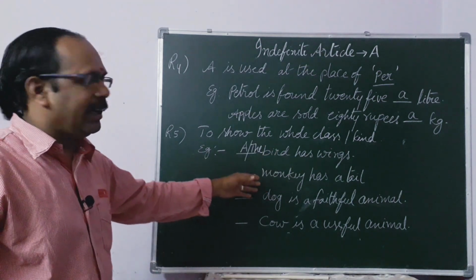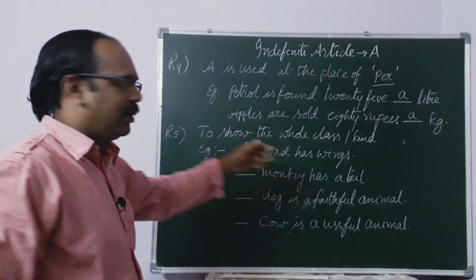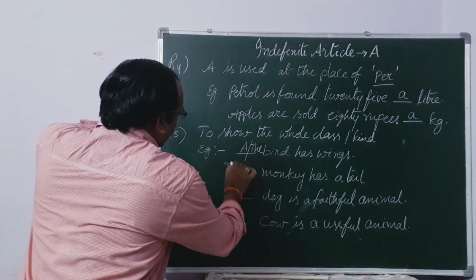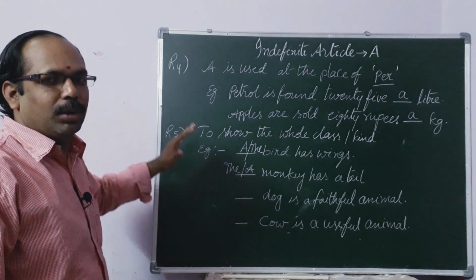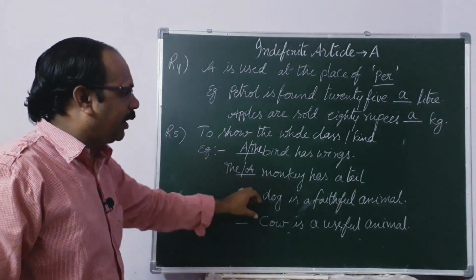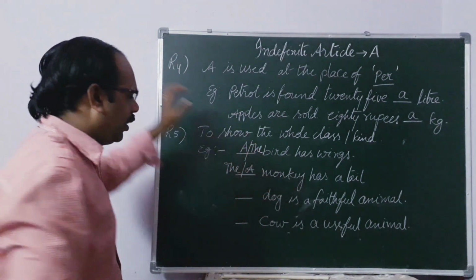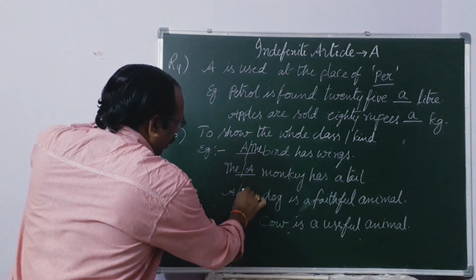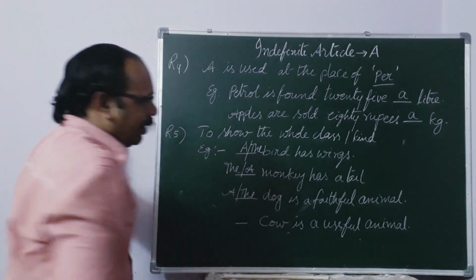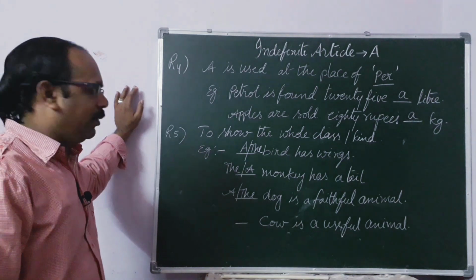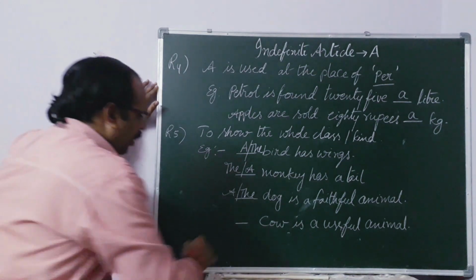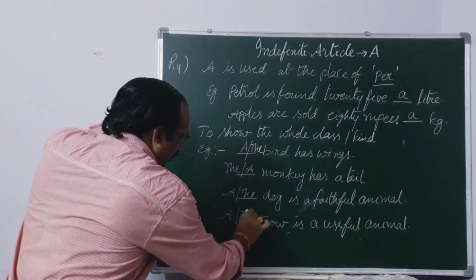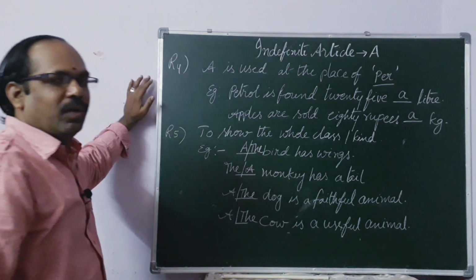And a monkey has a tail. The monkey or a monkey has a tail. Both are right. The next one, a dog is a faithful animal. A dog or the dog is a faithful animal. The next example, a cow is a useful animal. A cow or the cow is a useful animal.